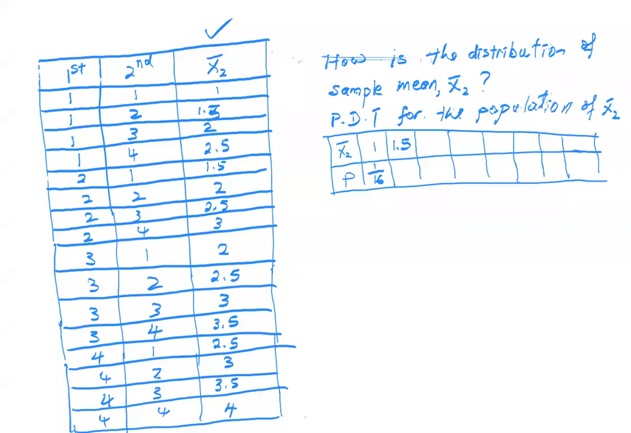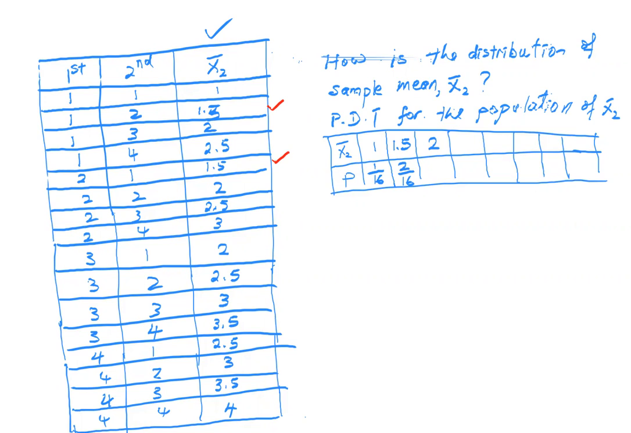Okay, please. How about 1.5? 1.5 appears here 1 time, 2 times, correct? So the probability of x bar 2 to be 1.5 will be 2 out of 16. The next higher sample mean will be, Christopher, the next higher sample mean will be 2. Okay, 2 appears how many times? 1, 2, 3 times. Am I right?